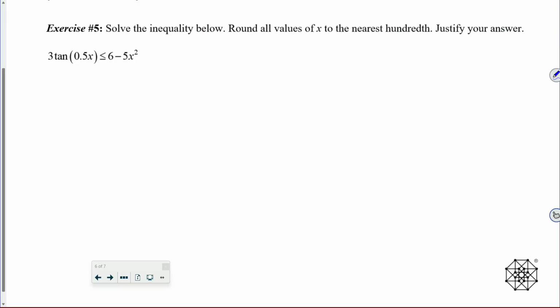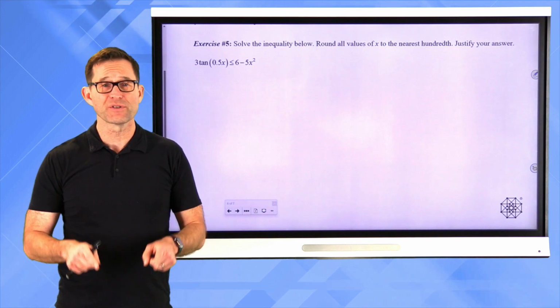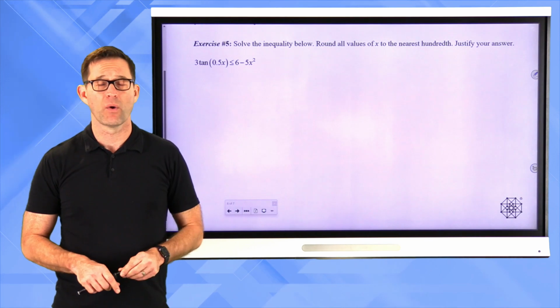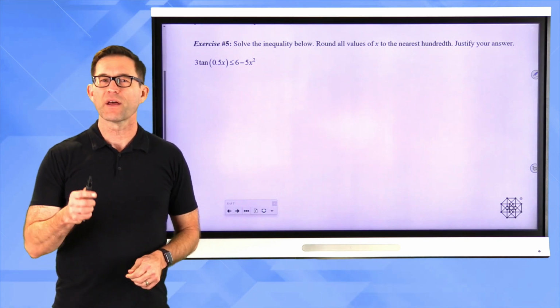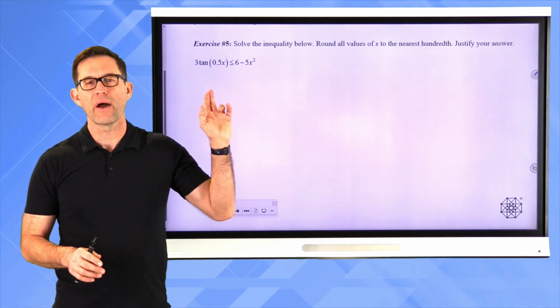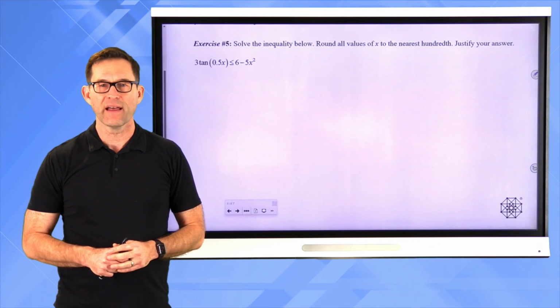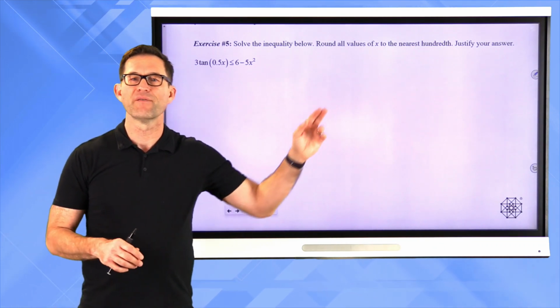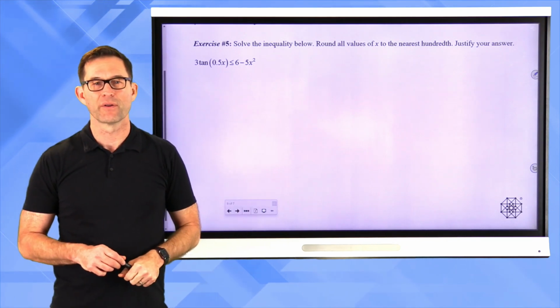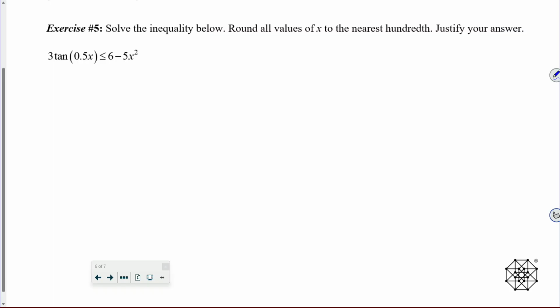Solve the inequality below. Round all values of x to the nearest hundredth. Justify your answer. Well, it wouldn't matter whether or not we were in this course, pre-calculus, AP calculus, or any other course. The only way to solve this inequality is to solve it graphically. So what I'd like you to do is pause the video right now and see if you can produce a graph that will allow you to think about this inequality and solve it, get an interval of values of x that make this true, where the endpoints of that interval are rounded to the nearest hundredth. Why don't you go ahead and do that?